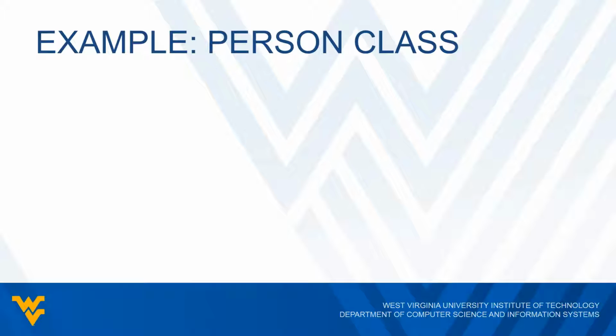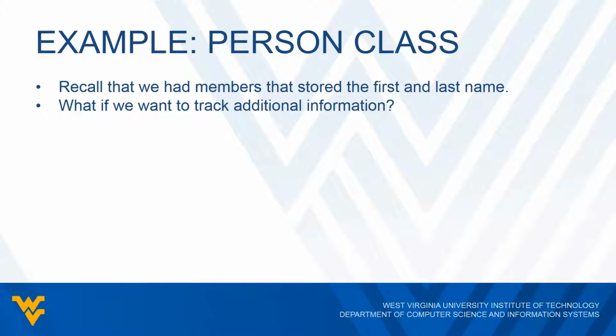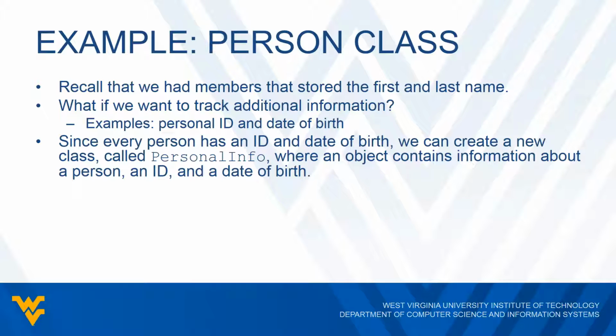Let's go back to our person class as an example. If you remember, the person class had members that stored the first name and the last name of the person. But what if we wanted to keep track of additional information? Maybe, for example, a personal ID, like a social security number, or the date of birth. Keep in mind that every person has an ID and every person has a date of birth. So we can create a brand new class, which in this case we're going to call personal info. An object of this class would contain information about a person, an ID, and a date of birth.